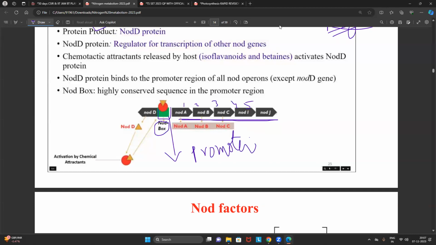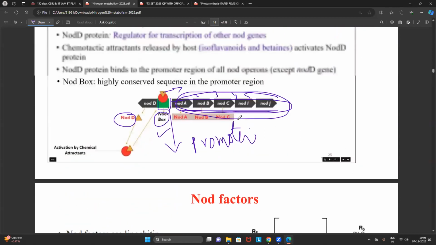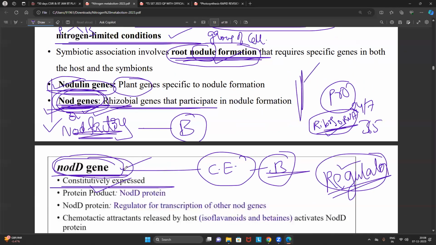How is this promoter getting activated? This promoter is getting activated whenever the NOD-D gene comes and attaches. Now you see this, right? Whenever the NOD-D gene comes and attaches, the NOD box will be activated. When the NOD box is activated, every single NOD gene is going to get activated. Very simple point it is. No need to get confused with that. Now comes a very important statement. First, the NOD-D gene is going to activate the NOD genes or NOD factors.